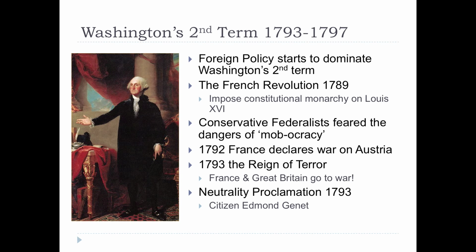This is why Washington is a really strong president. He doesn't worry about what Congress is going to say. They're going to be very angry with him, but he knows the right thing to do here. America's got to stay neutral.